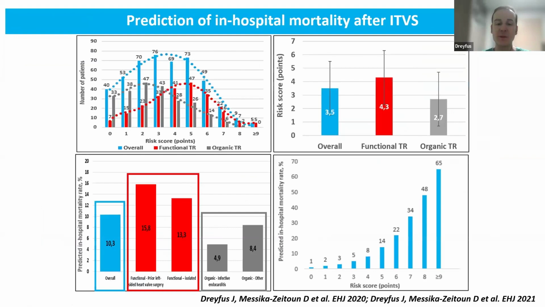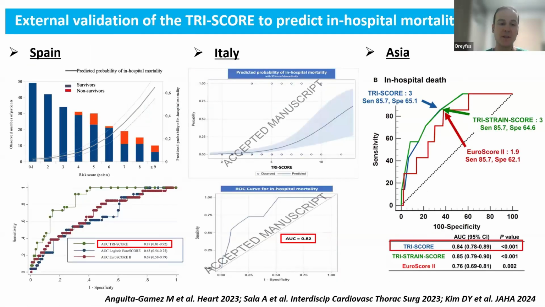This score was developed in France, and it works for both functional and organic TR. You can see that patients with functional TR had a significantly higher TriScore compared to patients with organic TR, and that's why patients with functional TR had a higher rate of deaths than patients with organic TR, knowing that for each number of points, in-hospital mortality was the same regardless of the mechanism of TR.